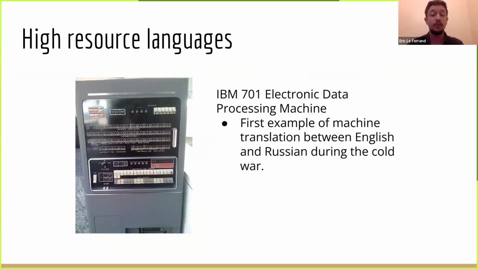For example, I can give a historical reminder. This is the first instance of machine translation that happened during the Cold War. Funding had been made to create the first translation machine that was able to translate some sentences from English to Russian, which makes sense considering the political context.